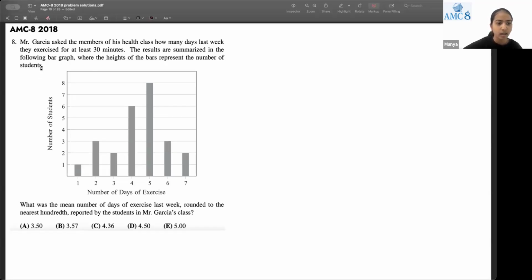So they're asking us how many students exercised here, and they're asking us what is the average. Mean means average. So they're asking what is the average number of days last week, rounded to the nearest hundredth, reported by the students in Miss Garcia's class. So to solve this problem, we can count the number of students that participated.